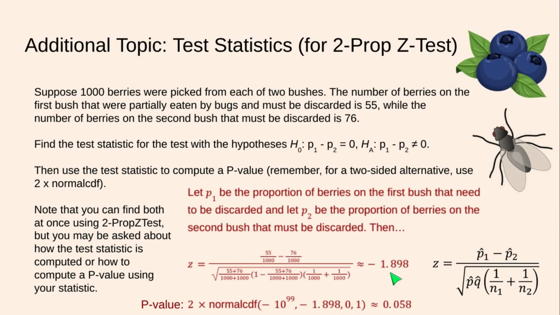So what kind of a p-value would that get us? Well, we would do 2 times normal CDF, because this is a 2-sided alternative, and we would say normal CDF, negative 10 to the power of 99, negative 1.898, 0, and 1, all right? And that would get us 0.058. We double this value right here. That's how we get the 0.058. If you were not to double, if you tried to do this on your own and you got 0.0229 approximately, you're going to need to double that. Just remember to do that, and you are good to go.